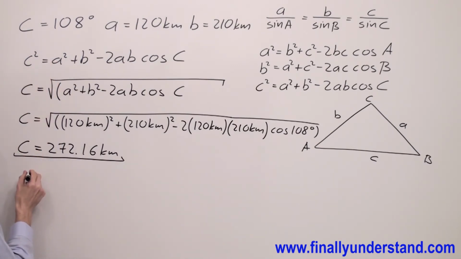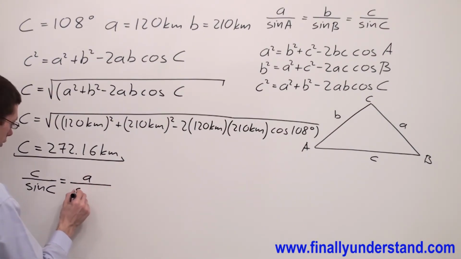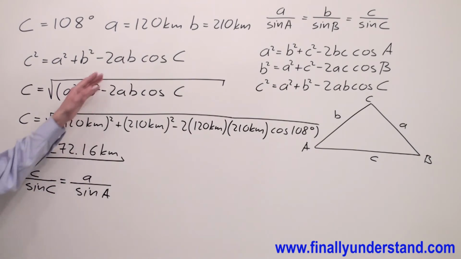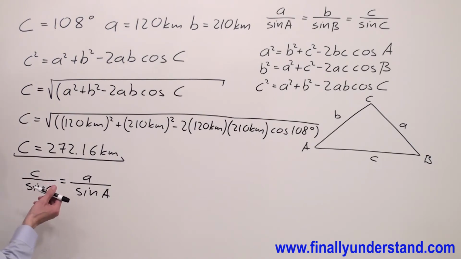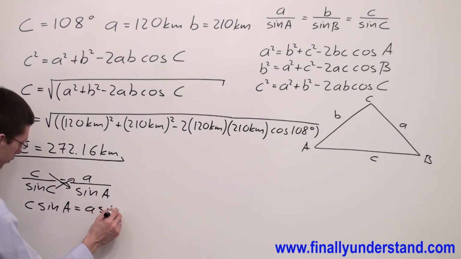I'm going to write the ratio C over sine of angle C is equal to A over sine of A. I take the shortest sides first. So what am I supposed to do next? I'm supposed to perform the cross multiplication. I have to find angle A. So I'm going to have C times sine of angle A is equal to A times sine of angle C.